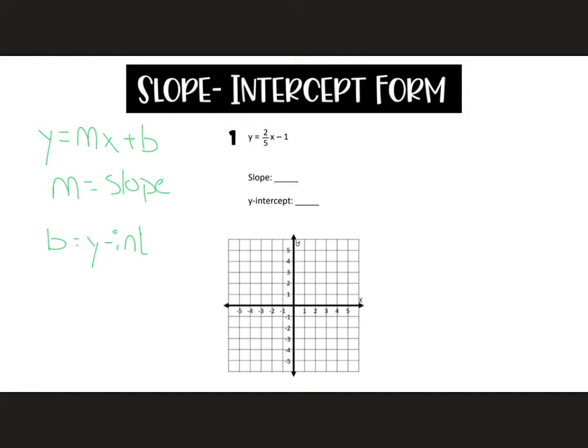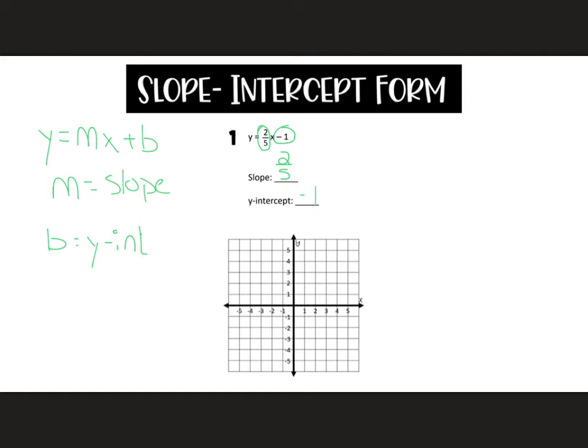So we look at this equation, y equals 2/5 x minus 1. The slope is the coefficient of x, so my slope is 2/5, and the y-intercept is the constant. Don't forget the sign in front of it. That would be -1, so the y-intercept is -1, okay?